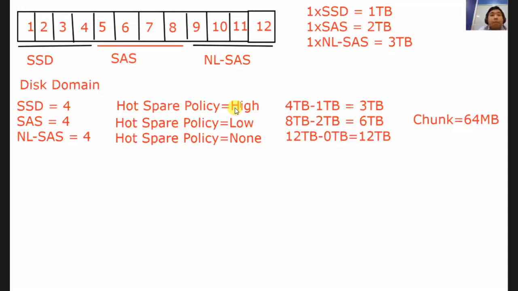Okay, how is it distributed? The first 4 disks here are high, so this 1 terabyte will be coming from these 4 disks. The second, numbers 5 to 8, is SAS, so it's 2 terabytes. It will distribute the full 2 terabytes from here. Nearline SAS, you say none, so there's no hot spare in here.